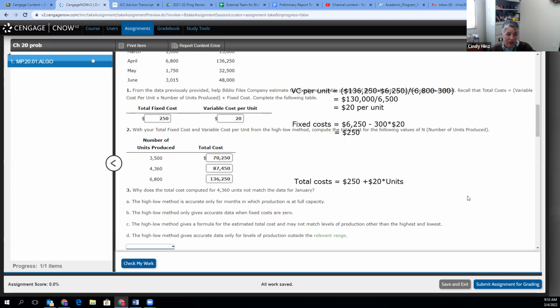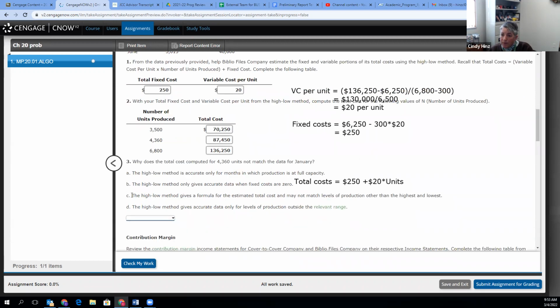We drew the scatter plot, and we saw that the actual data is going to be scattered around that line that connects the high and the low point. And so our best answer is probably this one.